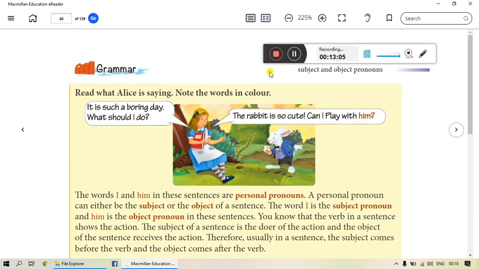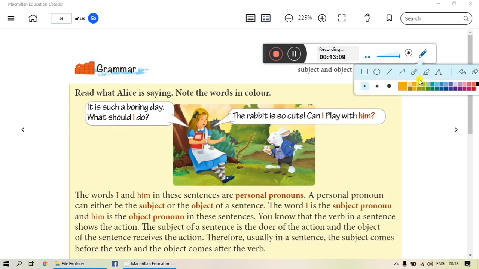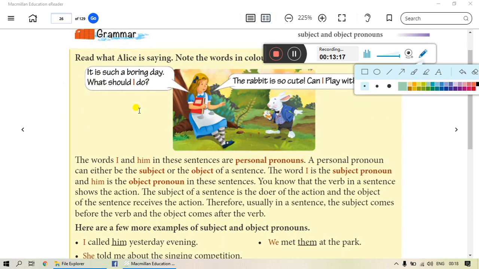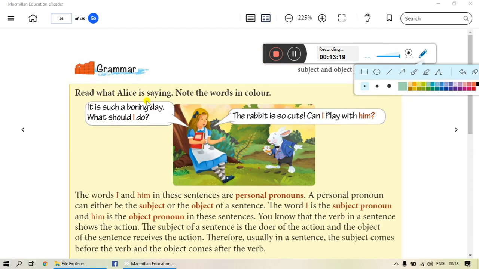Okay, so on page number 26 the grammar portion is given. You also have to do it with today's date. Let's see what's in the grammar section. Read what Alice is saying. Note the words in color. So Alice is saying, it is such a boring day, what should I do? The rabbit is so cute, can I play with him? See, these words are highlighted. I and him.